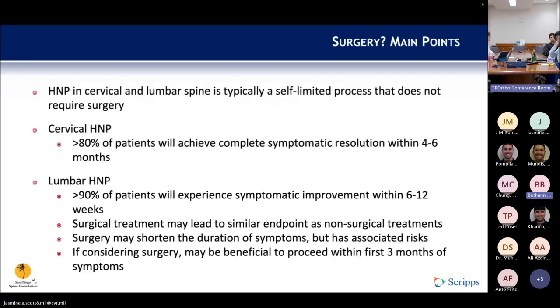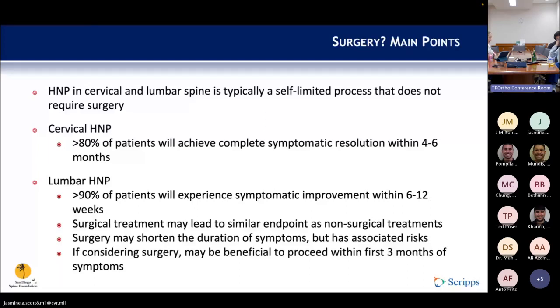All right, so those are the main points. HNP in the cervical and lumbar spine is typically a self-limiting process that doesn't require surgery. Over 80% of cervical and 90% of lumbar herniations will resolve within the first 6 weeks. Surgery in the short term may decrease symptoms, but it does have associated risks. If considering surgery, it may be beneficial to proceed within the first 3 months, however, which is an interesting tightrope to walk with the patients.